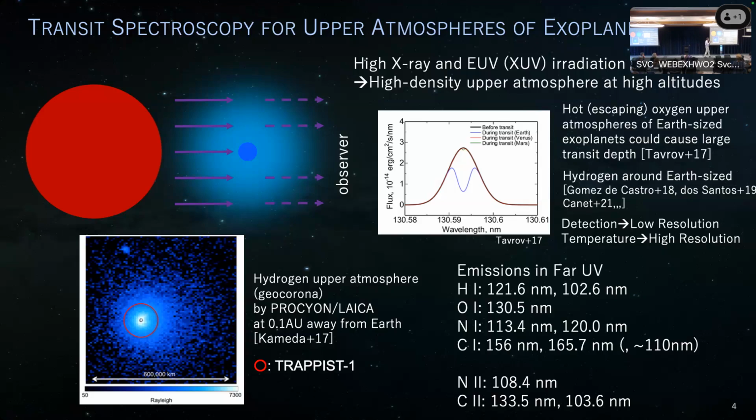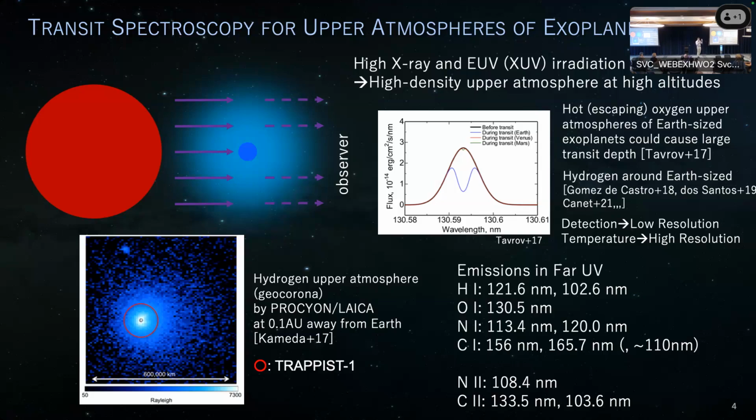This shows the emission line from the host star, and this shows the transit spectrum. So we can expect a very large transit depth. It is detectable using HWO, we think, for the oxygen atmosphere, even for the Earth size. And there are several other studies for the hydrogen atmosphere. We can do the detection using a low resolution spectrograph. Even low resolution spectra can detect it.